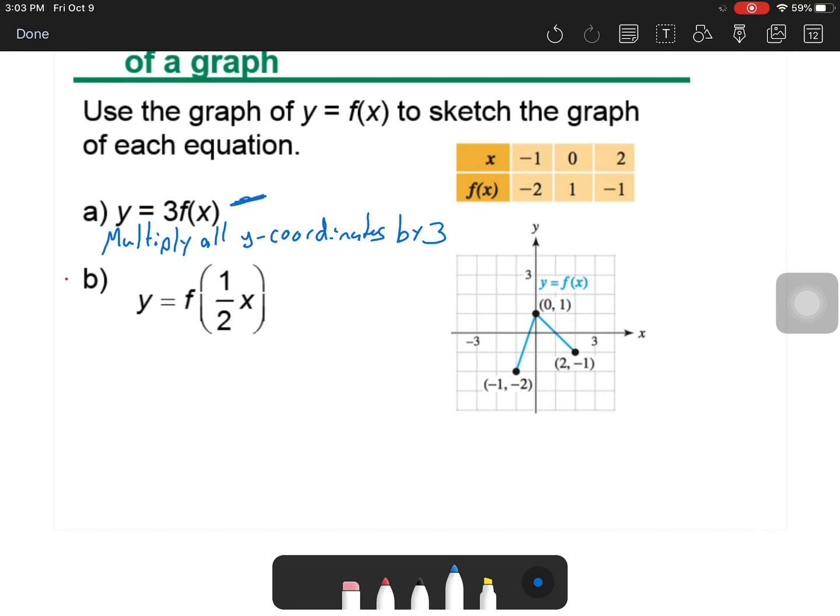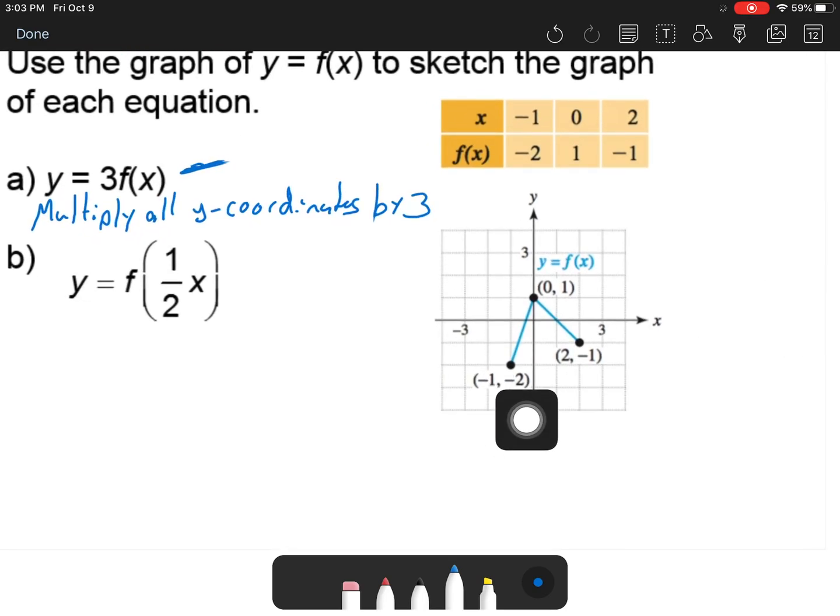All right, and I'll redraw it in blue right here. So each y-coordinate by 3, right? So when I do that, I'm probably not going to be able to fit, it looks like, on here. But this y-coordinate of -2 would have to go down to -6. I'm going to estimate that's about down here. This y-coordinate right here of 1 is going to have to go up to 3, which would be here. And this y-coordinate of -1 would go down to -3, which would be right there. All right, and then we'll connect that.